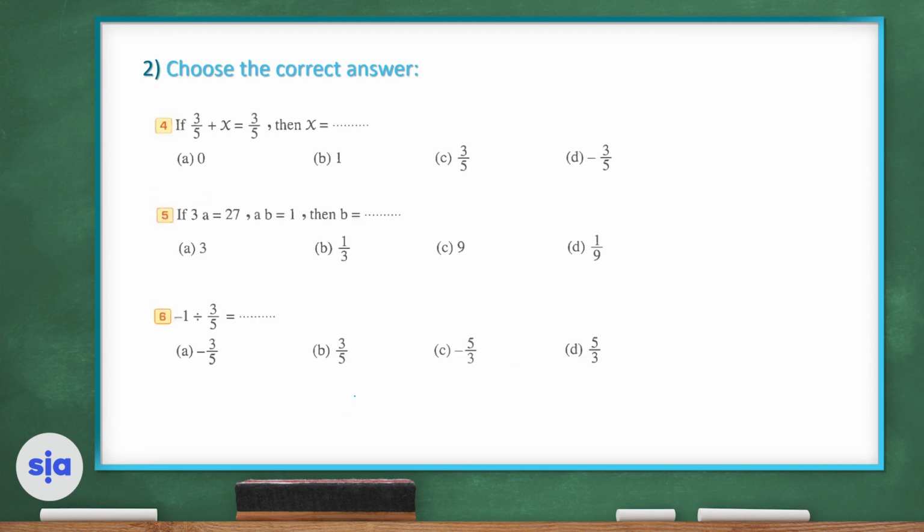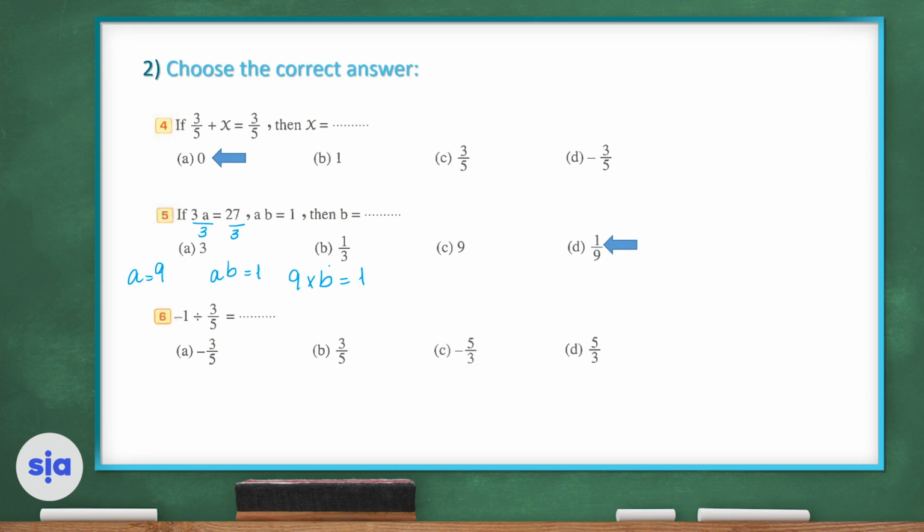Question 4. If 3 over 5 plus x equals 3 over 5, then x equals what? A fraction plus a number gives me the same thing. So we did not add anything, so x equals 0. Question 5. If 3a equals 27, this means that if you divide this by 3 up and down, a equals 9. And then it says ab equals 1. So 9 times b equals 1. For sure, the b is the multiplicative inverse of 9, which is 1 over 9.